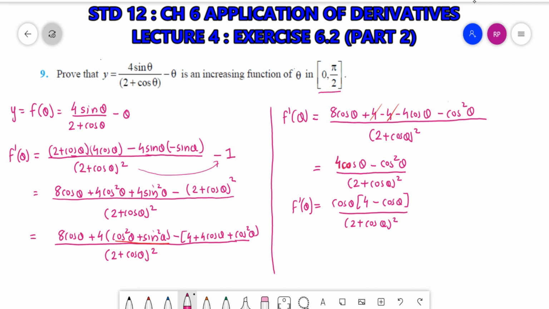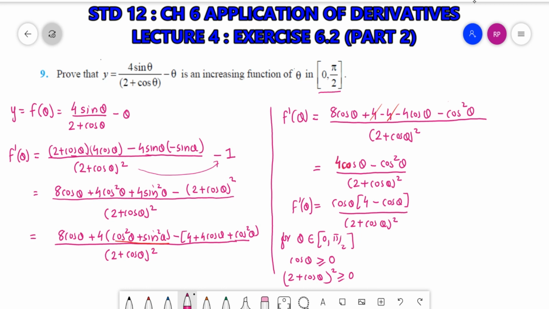Okay, now I need to check where it will be greater than 0. Then what do we get? You need to prove that it is an increasing function in the interval 0 to pi by 2. Now, for theta belonging to 0 to pi by 2, cos theta is always greater than or equal to 0, right? Now 2 plus cos theta whole square: as it is a square, it will always be greater than or equal to 0. So two terms are already positive.